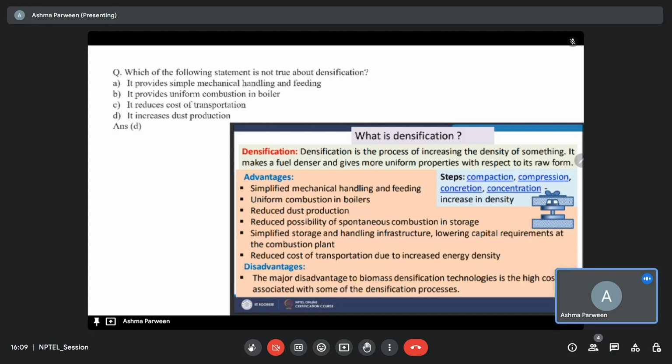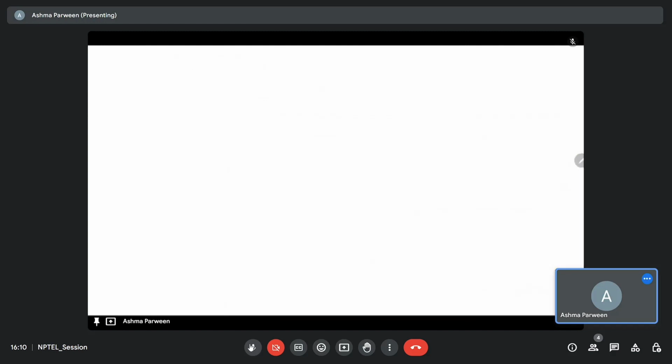So as we can see from the third point for the advantages, densification reduces the dust production. So in the question, all the first three options are correct. Only the last one, that it increases the dust production, is wrong. So D is the correct answer. So let's move to the next question.